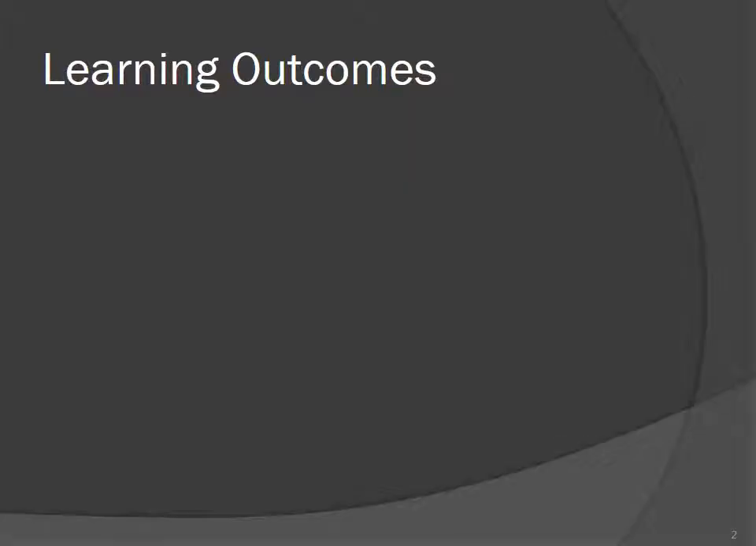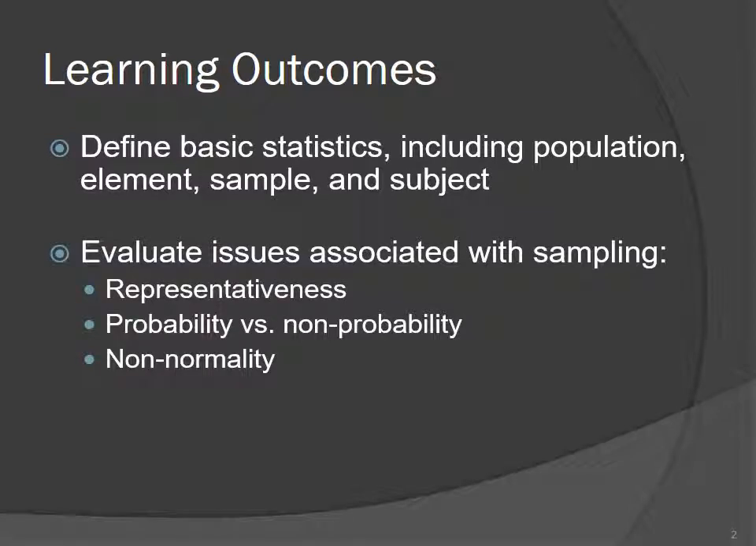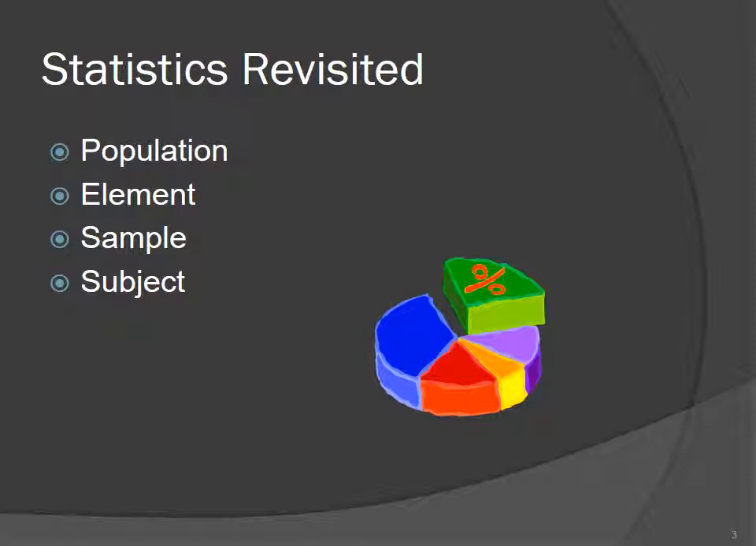The learning outcomes include: we'll define basic statistics with your population, element, sample, and subject. We'll evaluate some issues associated with sampling. And we'll look at how you might determine sample size, or how someone might consider it. So let's quickly revisit statistics.